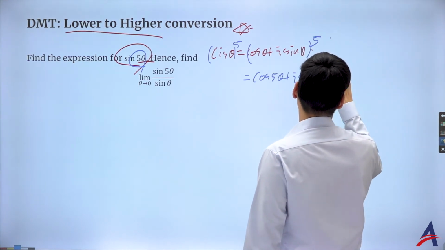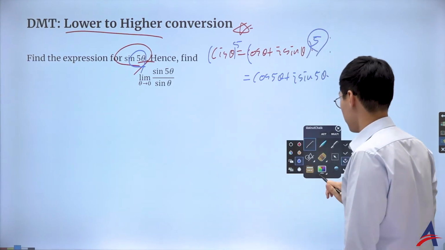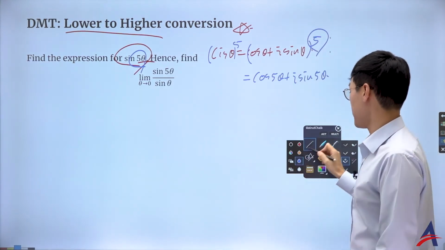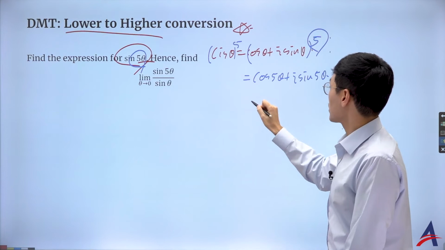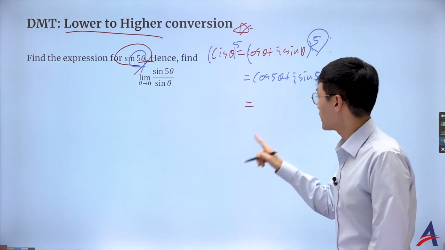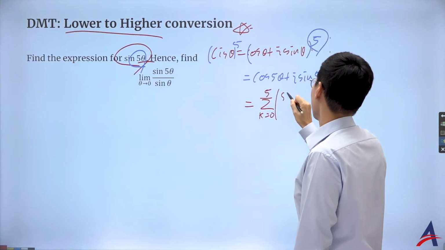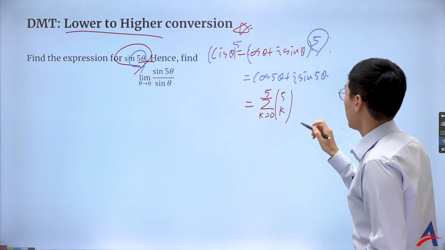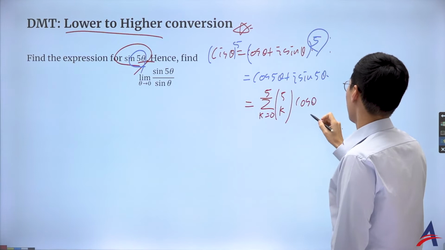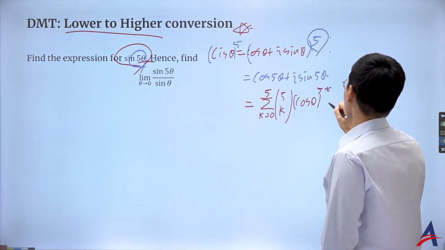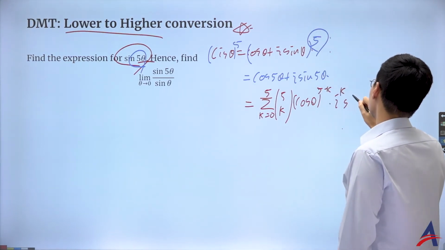But as you remember, I have two terms and it's raised to the power of 5. I can use the binomial expansion. So let me try to expand this binomially as well. So it's going to be sigma k equals 0 to 5, 5 choose k, and who's going to be my a? It is going to be cosine theta to the power of 5 minus k, i to the power of k, sine theta to the power of k, right?